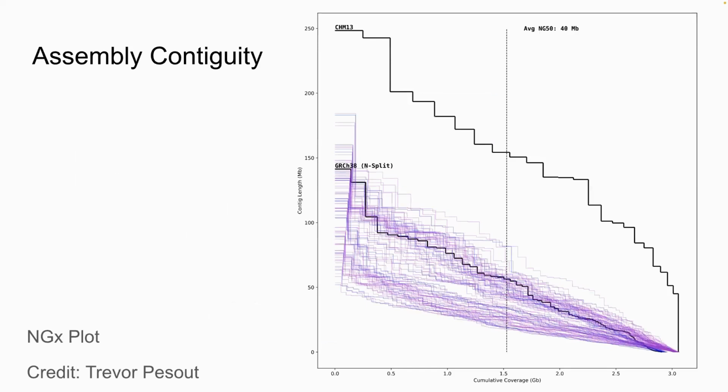So in terms of contiguity, again, this is already getting kind of out of date, but just to give you a sense of this, this is an NGx plot. If you look at this mid line here and read it off, the point on the vertical axis represents the N50, the point at which 50% of the bases are in contigs of that size or longer. If we take GRCh38 and split it wherever there's a contig break, this is the line that we get. All of the purple lines represent the assemblies from the HPRC.